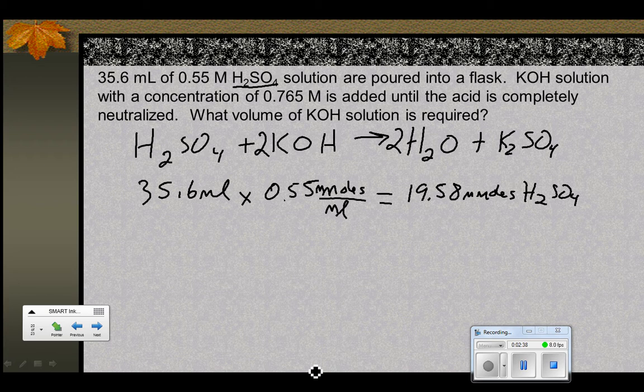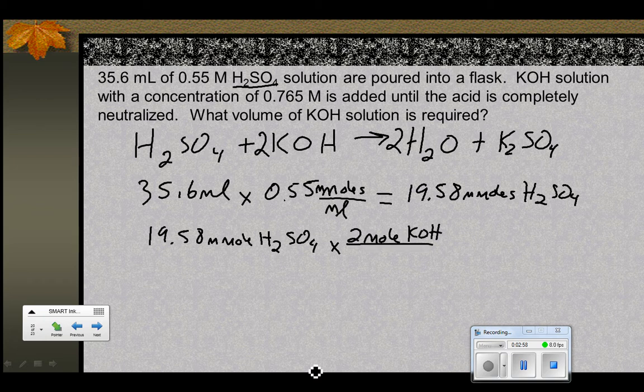Next we're going to use the mole ratio, so that 19.58 millimoles of H2SO4 times the mole ratio, which is 2 moles KOH per 1 mole of H2SO4. Right, so when we take that 19.58 times 2, we're going to get 39.16, and that is millimoles of KOH.